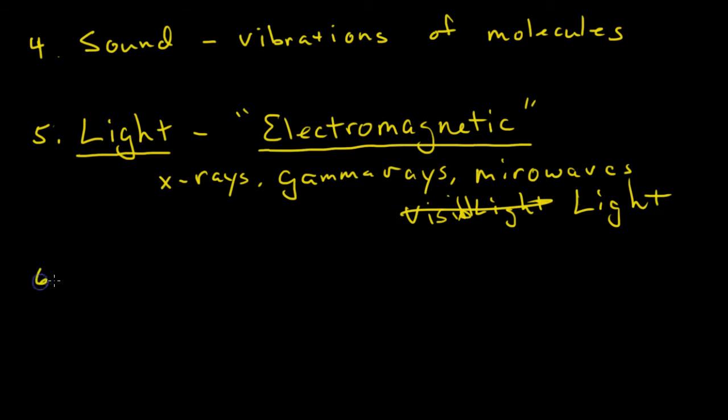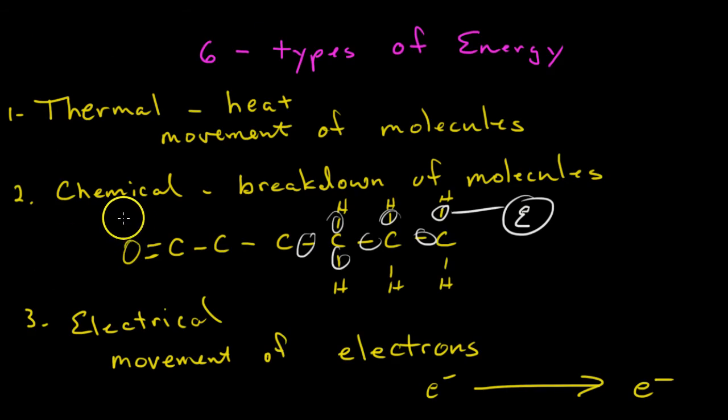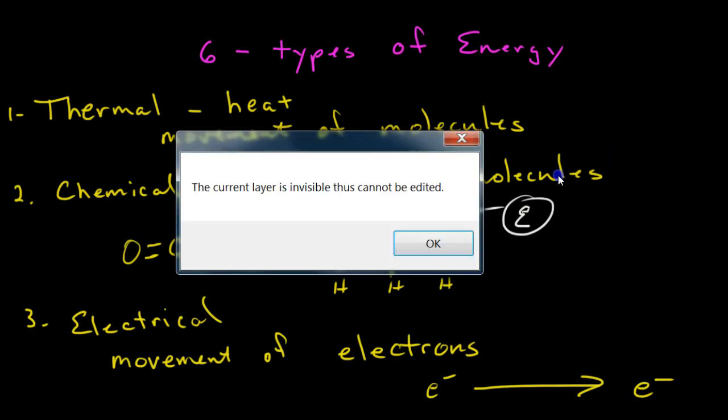All right, 6, last one, nuclear energy. And nuclear energy is formed from the breaking of a nucleus of an atom. And if you recall, we talked about chemical energy being the breakdown of molecules.